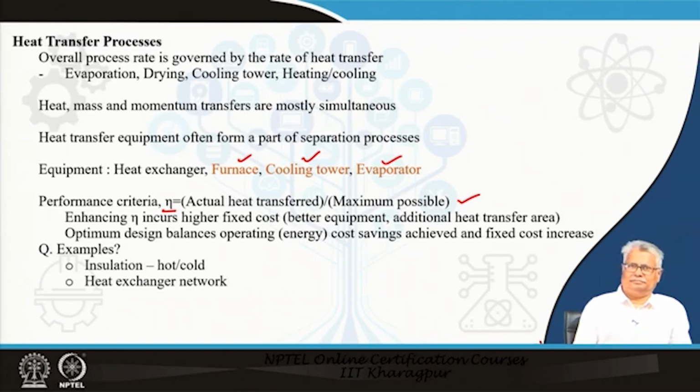We will see that. But one thing is true: if we are heating something and we would like to transfer the heat there, possibly we could go for a better equipment. We could also go for a bigger equipment. The bigger equipment means additional heat transfer area, and a better equipment means a different type of heat exchanger, possibly with a higher efficiency or effectiveness. That means, in order to enhance eta, I need to invest in a fixed cost. So, if my eta gets enhanced, it gets enhanced due to some additional fixed cost investment.